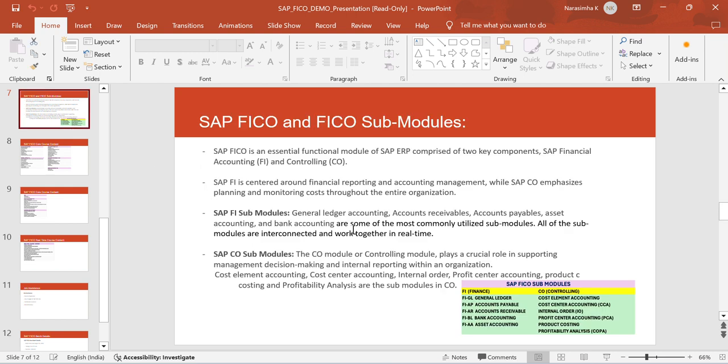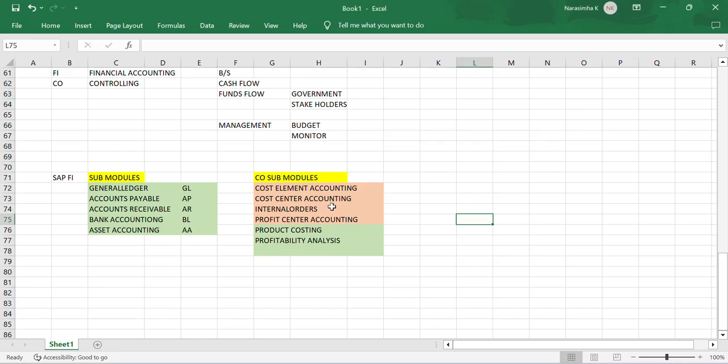Sorry. Yeah, as I said here, I mentioned. Hey, in controlling, are all six modules not covered in this course? No, not here. Everywhere they don't tell product costing and profitability analysis.